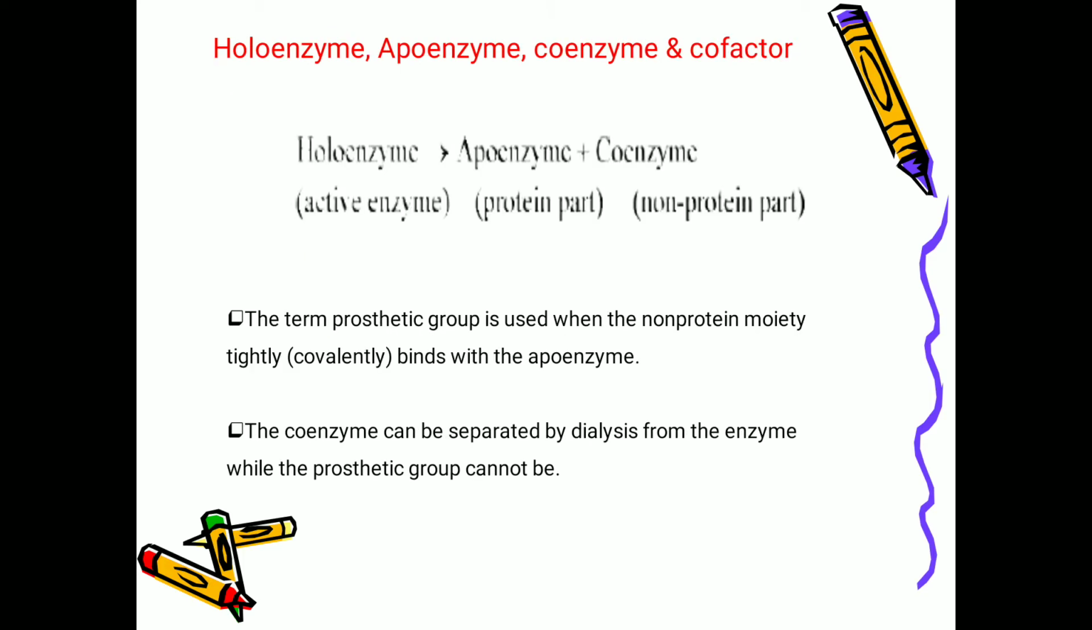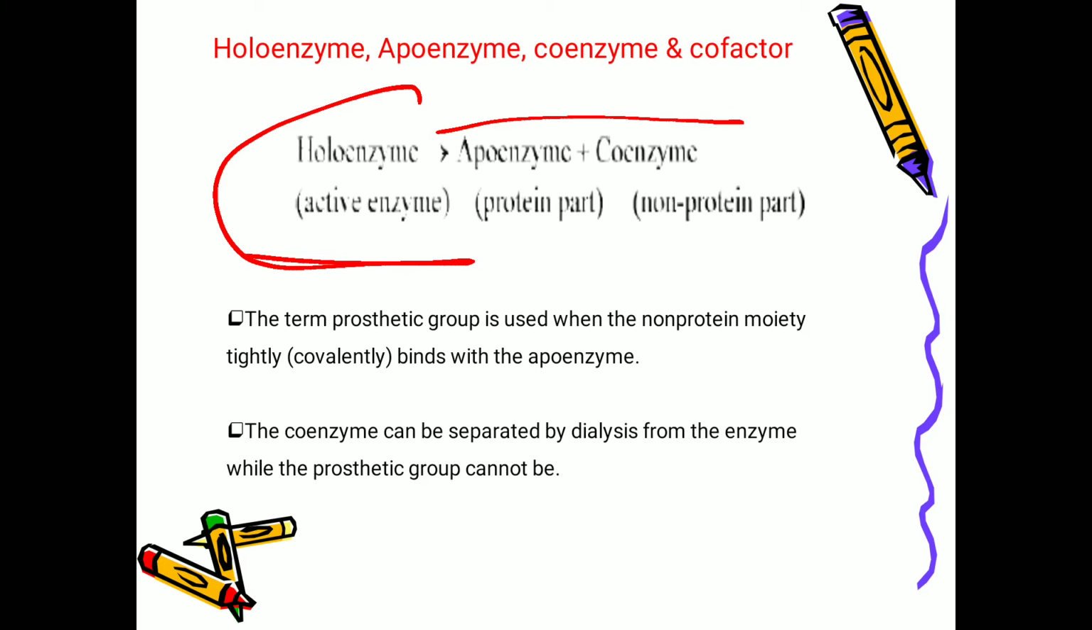Here you can see in the equation, this is the holoenzyme, which is the active enzyme. The enzyme will be active only when both the protein part and non-protein part of the enzyme are together, that is apoenzyme and coenzyme are together. Then only the holoenzyme can actively participate in the catalysis.